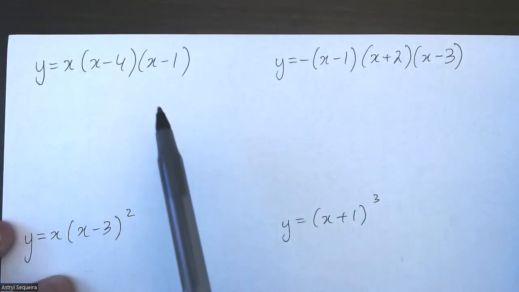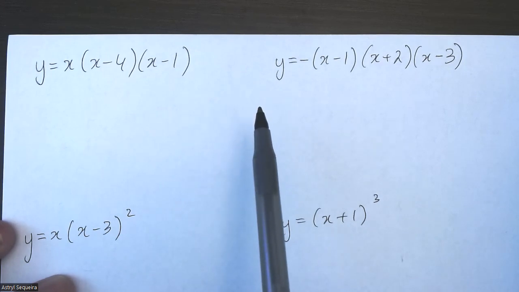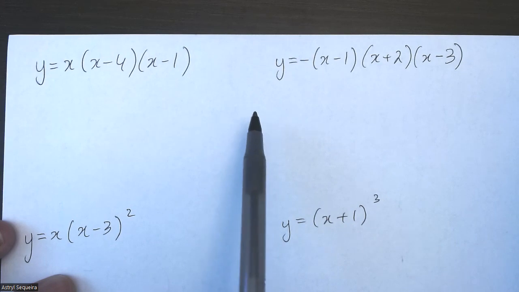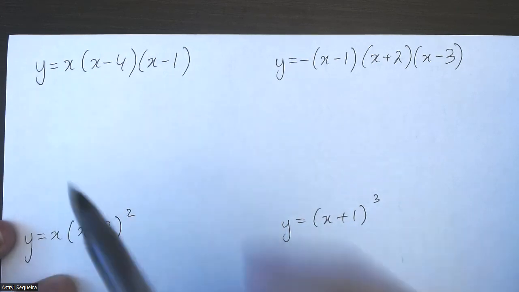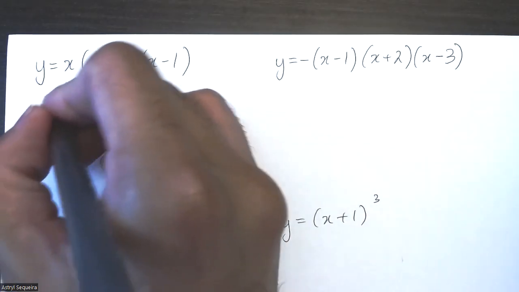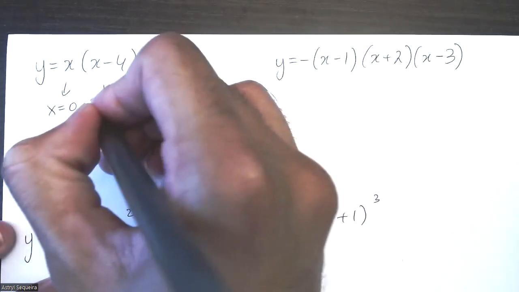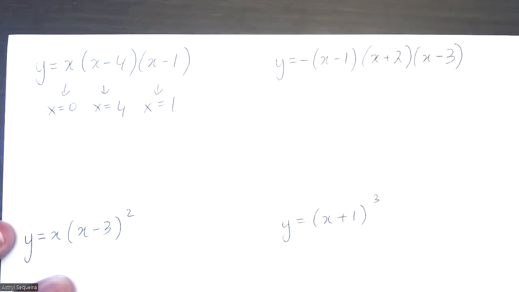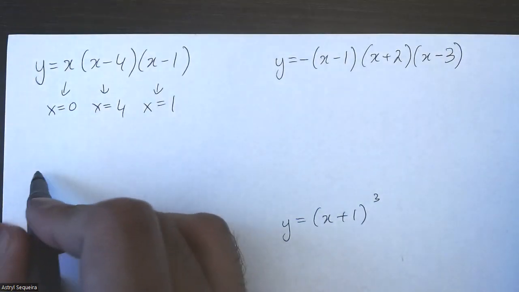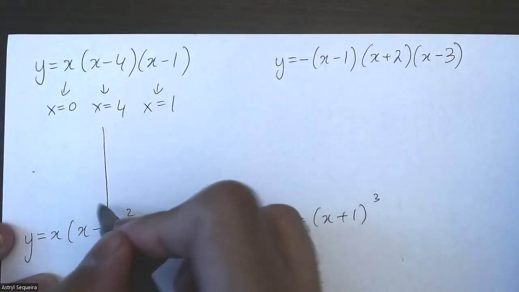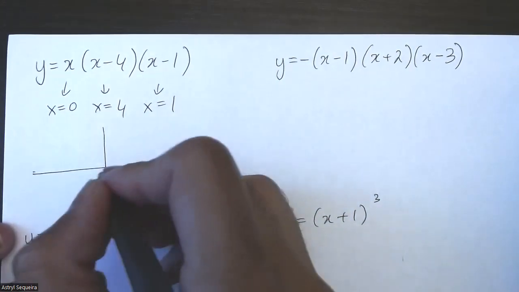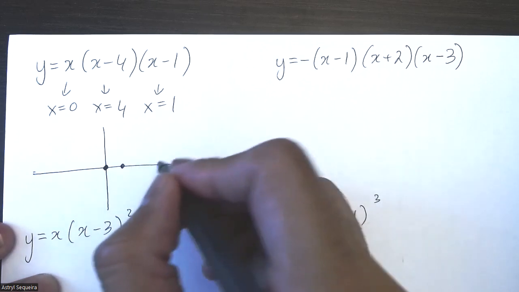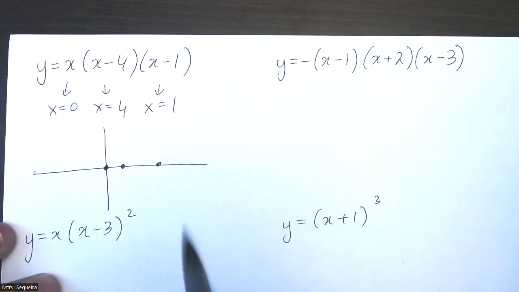All right, so we have these polynomial functions in factored form, and we need to sketch the graphs. The first thing we want to do is find the x-intercepts. So over here, my first x-intercept is 0, my second one is 4, my third one is positive 1. And then when doing our sketch, I'll label my x-intercepts 0, 1, positive 4.